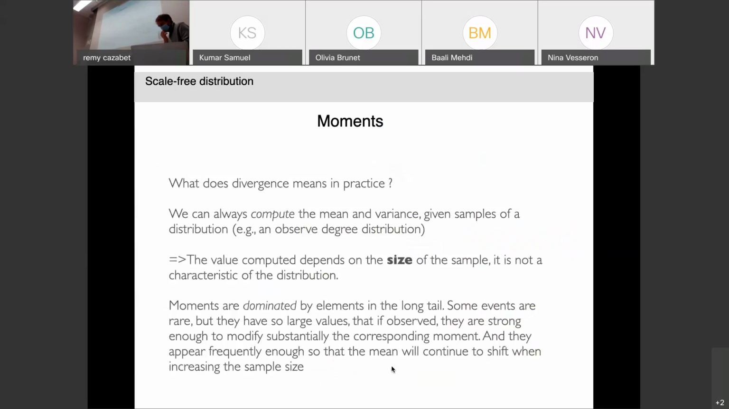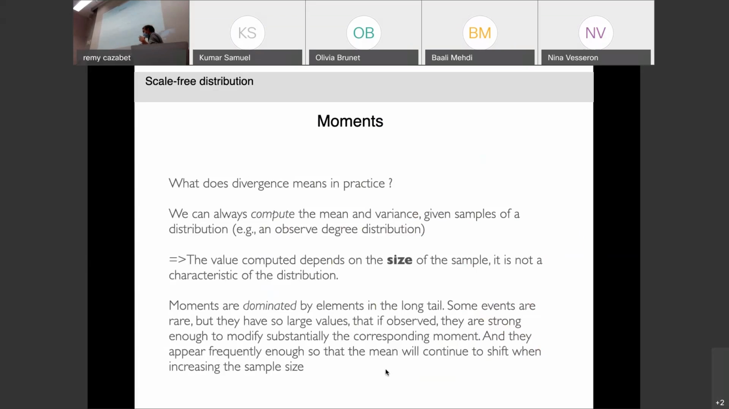Okay? And so the question you might ask is, what does it mean in practice that the moments are diverging? It means that they are not properly defined. In theory, you cannot compute them, or they even do not exist. But in practice, if I give you a network, you can always compute the mean and the variance. So what does it mean that they diverge?